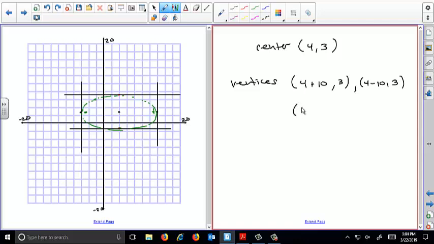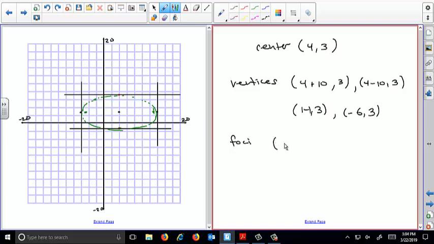So you get 14, comma 3, and negative 6, comma 3. So you can see that. 2, 4, 6, 8, 10, 12, 14, 3, and then 2, 4, 6, so that's negative 6, comma 3. So that works out.